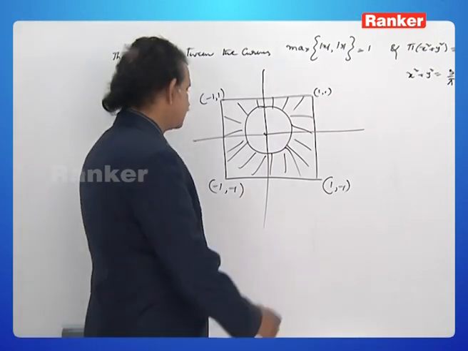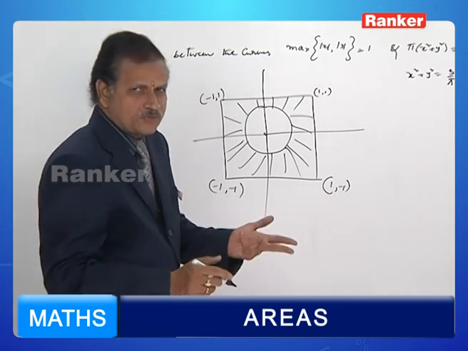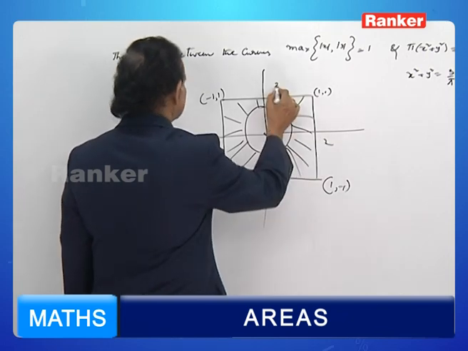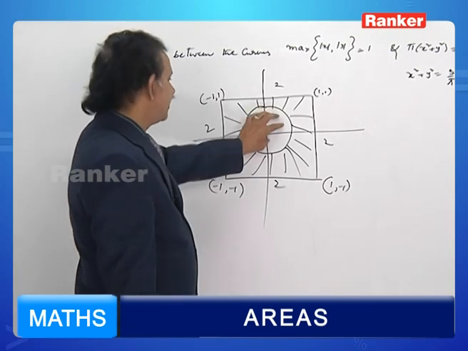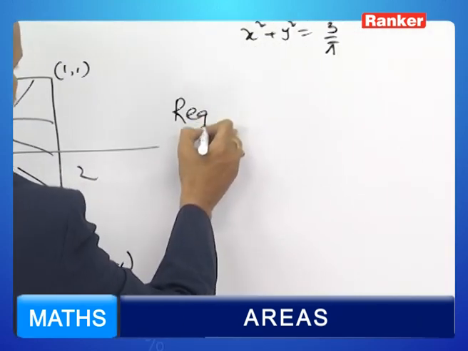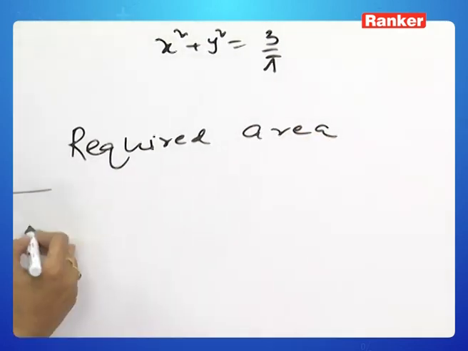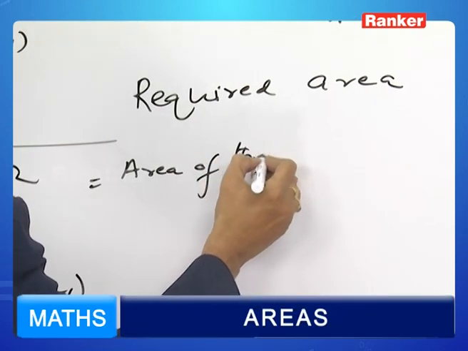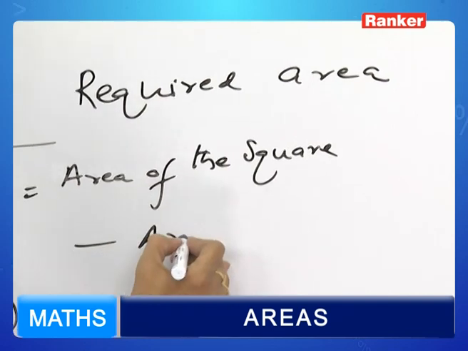It's very simple. You see, this is a square with the length of each side as 2 units. This length is 1, this length is 1. So, it is 2, 2, 2, 2. Area of the square is 2 into 2, that is 4, minus area of the circle, isn't it? Required area is equal to area of the square minus area of the circle.